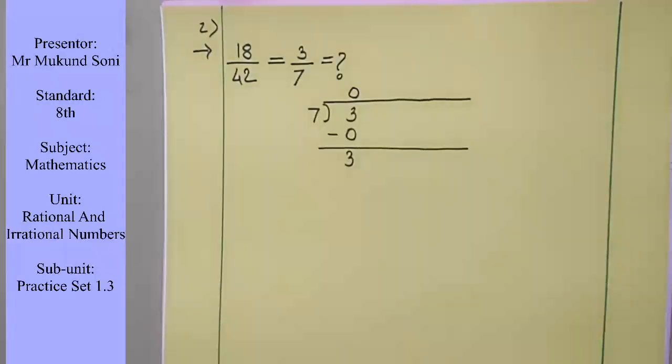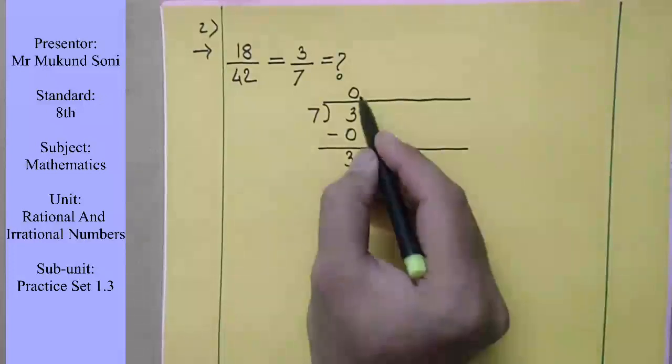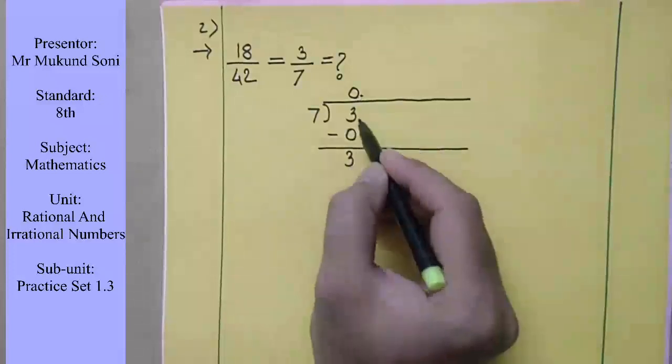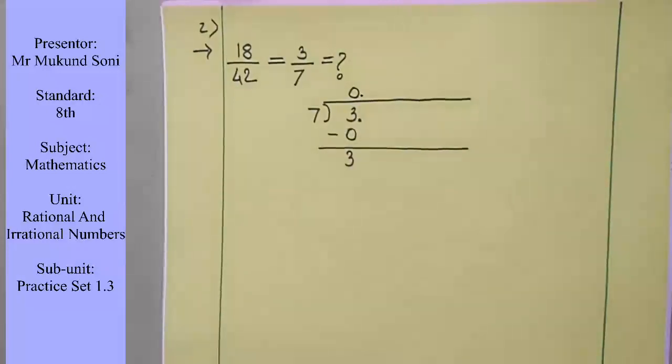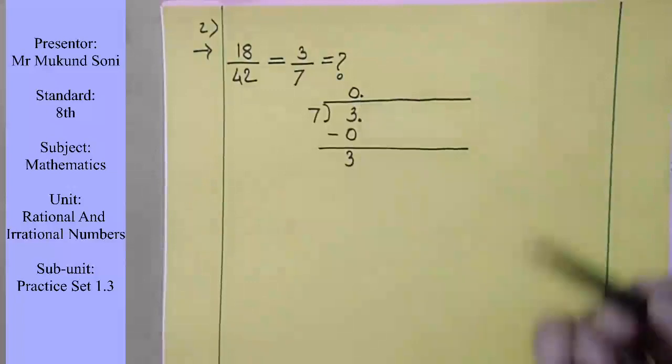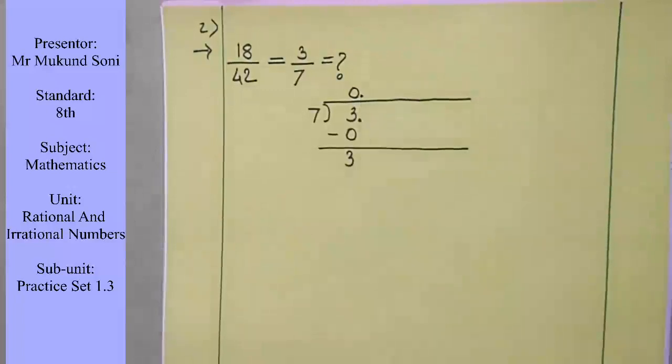Now you know that there are no more digits after the 3, but our division is not completed yet. Then what shall we do? We shall put a decimal point in the quotient as well as in the dividend. Now keep in mind, draw your decimal point visible and clean, and you should stay neat and clean along with it. Now you can put as many zeros as you want.